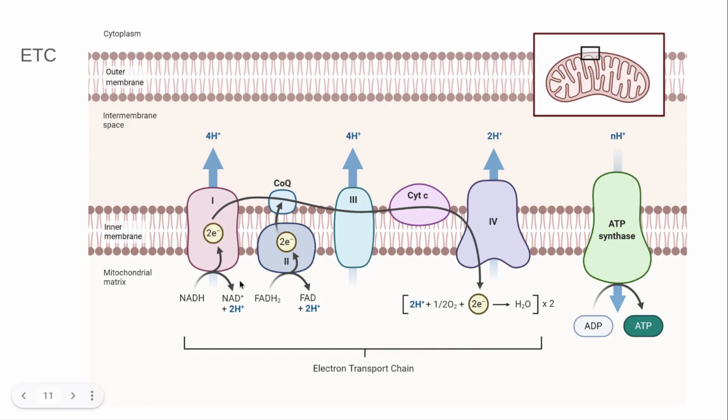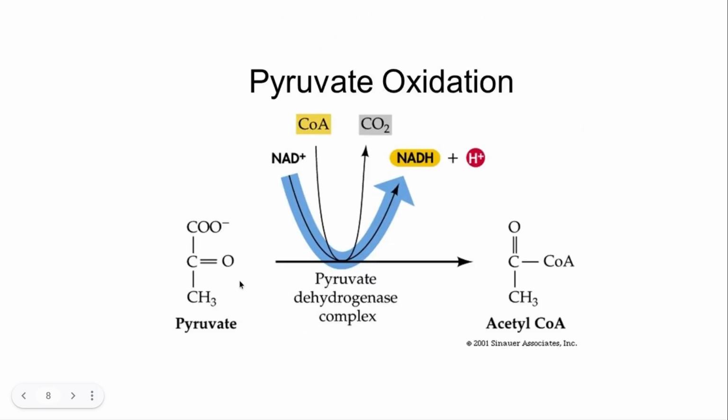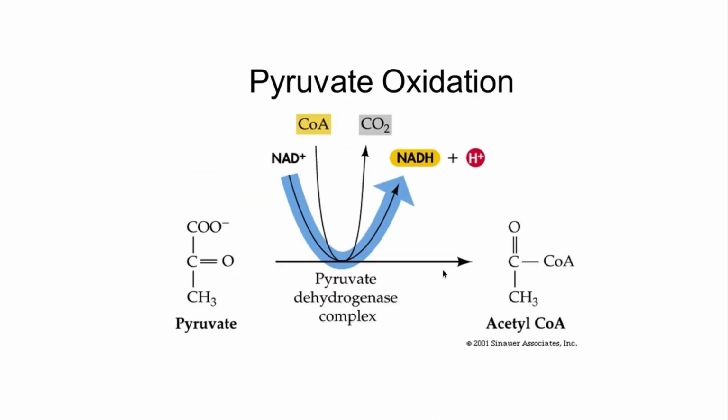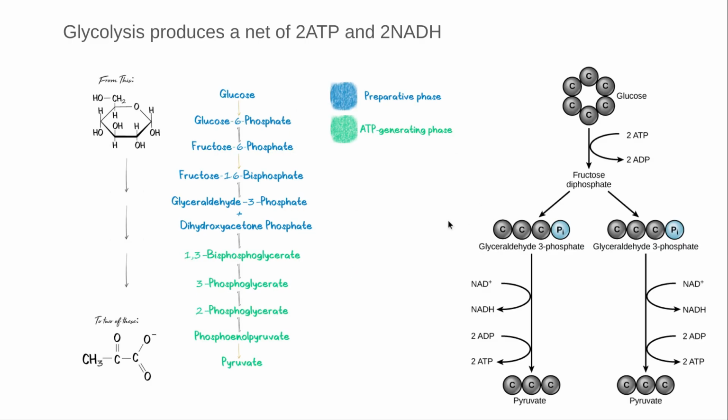Plus also, remember, you have NADH coming from these two steps. You have 2 NADH coming from this step, and you have 2 NADH coming from this step. So 3 ATP molecules per NADH, right? So 2 NADH from here, so 2 times 3 is 6.